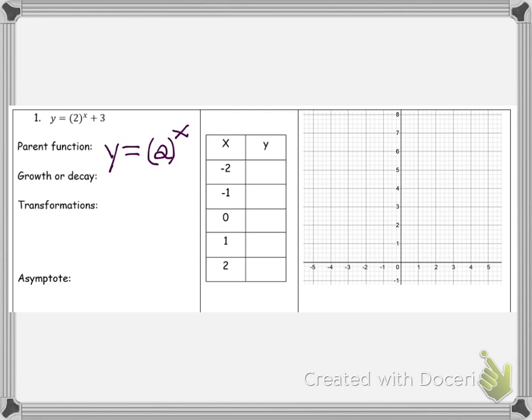All right, is this a growth or decay? Well, we look at the number inside the parentheses. If that number is greater than 1, it's a growth. If it's less than 1, it's a decay. Since it's 2, it's greater than 1. So therefore, it's a growth.